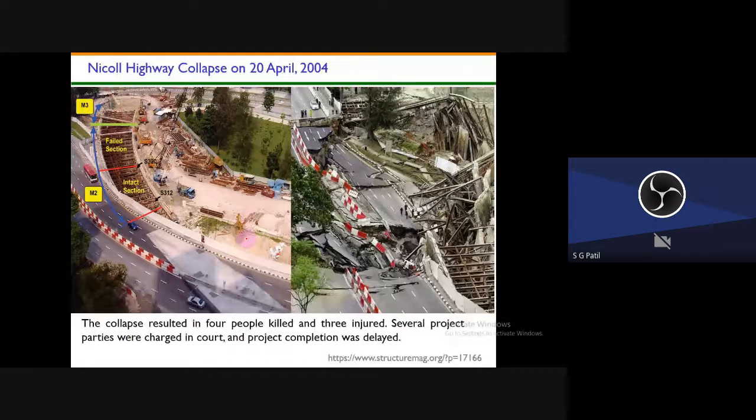Can you see here? This is the road, and here some metro project network was excavated. Here you can see the before failure picture, and this is the after failure picture. This is the Nicoll Highway collapse on 24th April 2004.